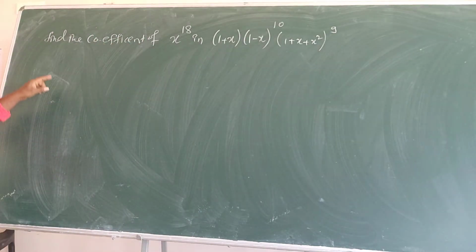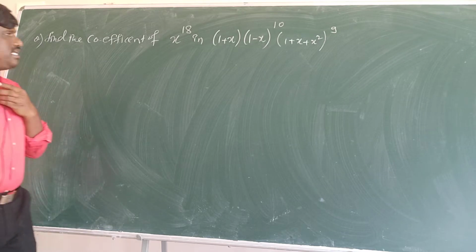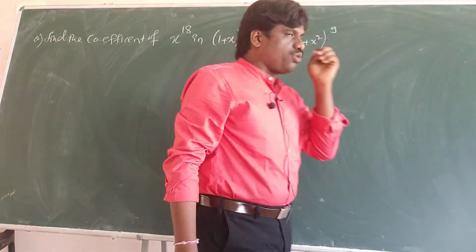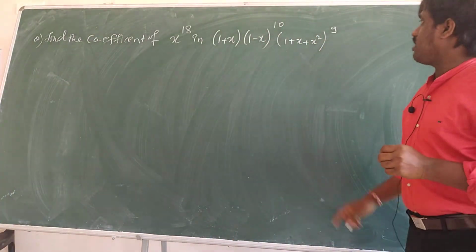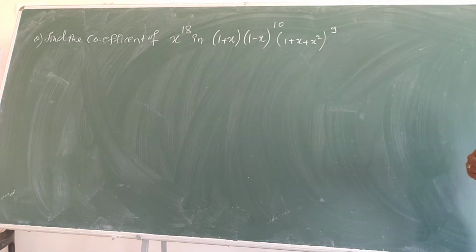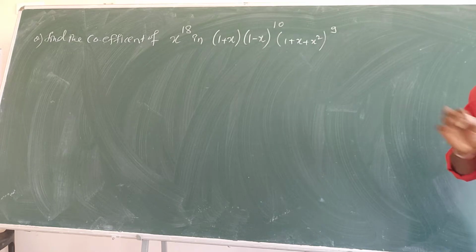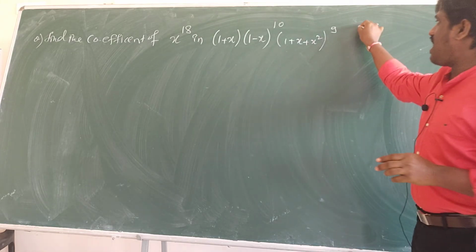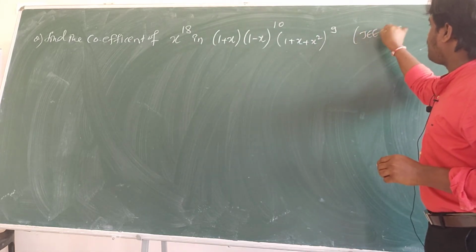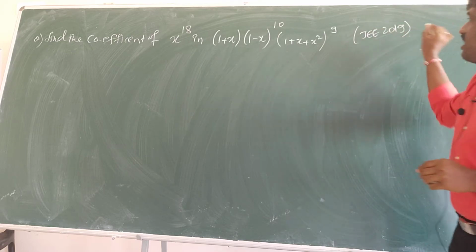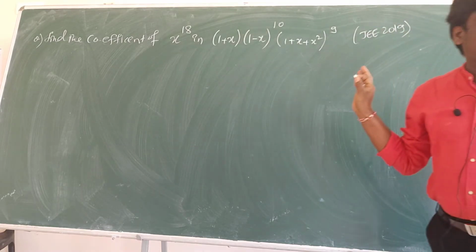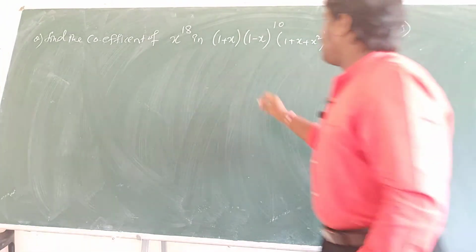Right. See here, this is the question. Find the coefficient of x power 18 in (1 plus x)(1 minus x)^10 (1 plus x square)^9. We have to find the coefficient of x power 18. This is a JEE question, JEE 2019 I think, I am not sure of the year, but this is a JEE question. So how to deal with this question?